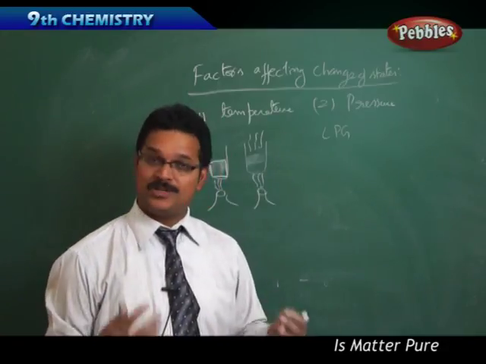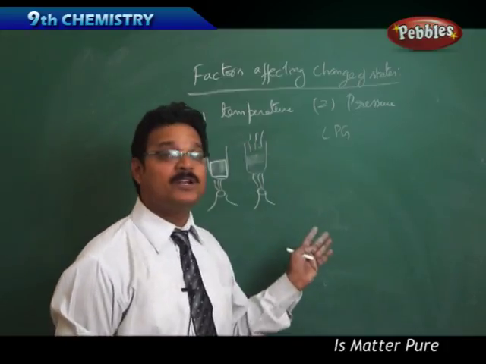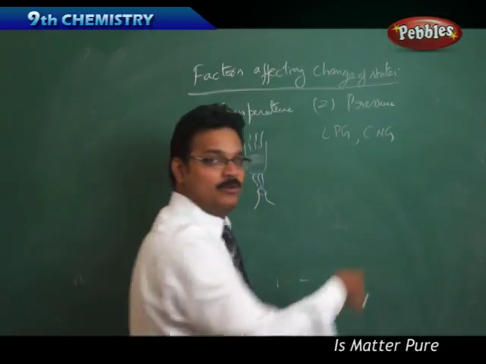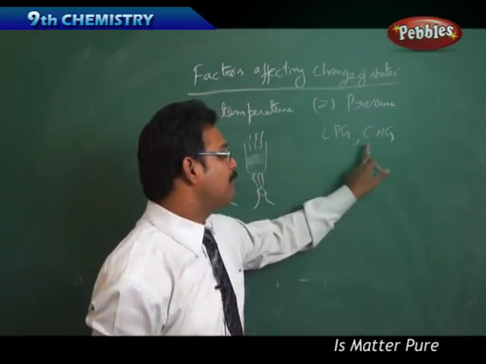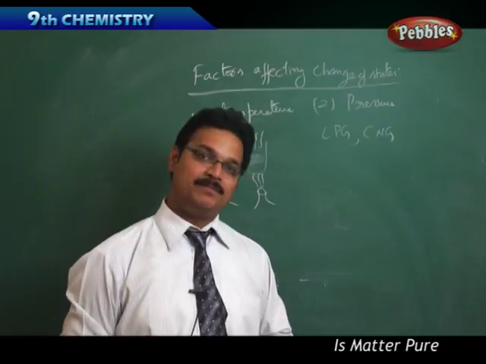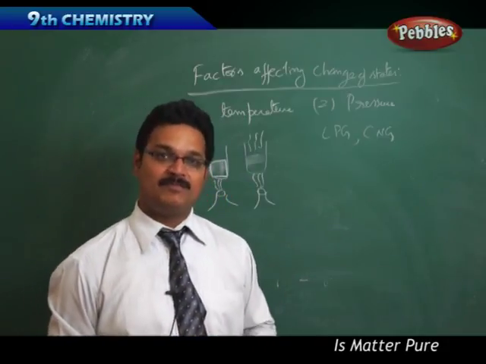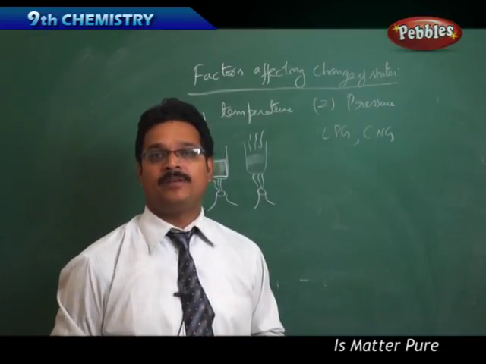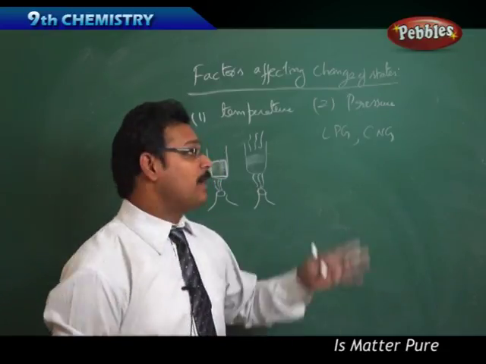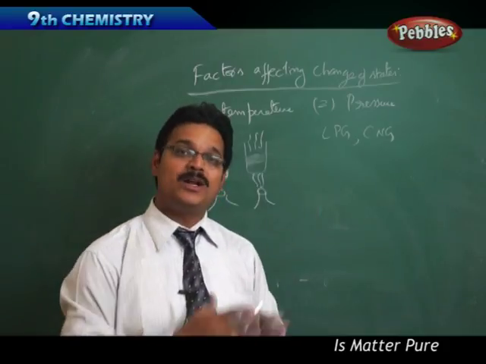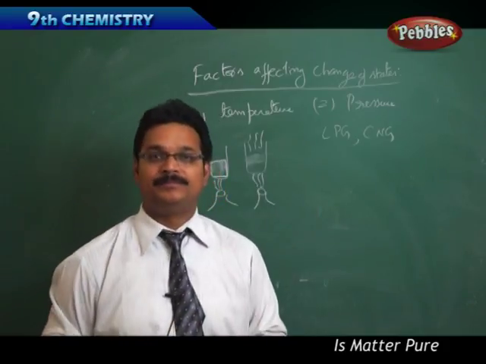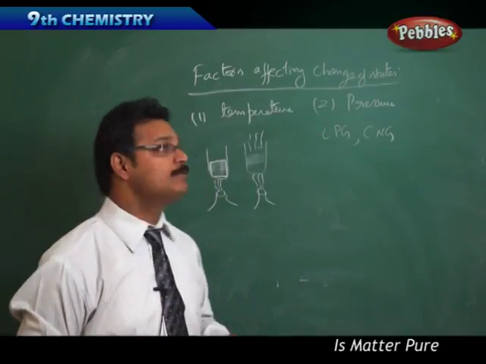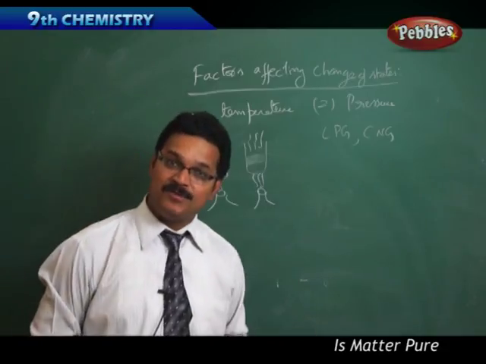So using pressure also you can change one form of state to the other form. Take another example, CNG. Nowadays you are getting CNG cars. Compressed natural gas. Same thing, they take the natural gas from the environment, compress it and fill it inside the cylinder. So in that way, by applying pressure also, you can change one state to the other state. So we have two factors to discuss: one is temperature, the other is pressure, to change one form of state to the other form of state.